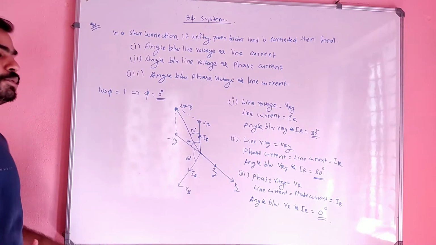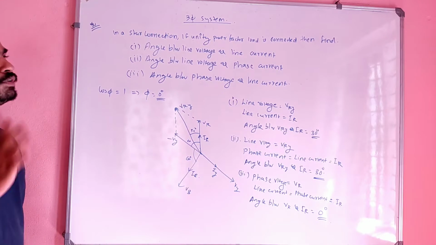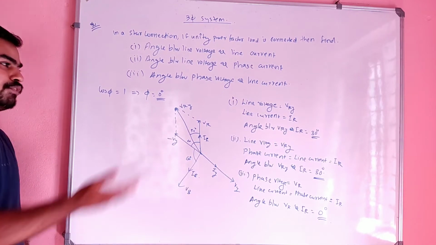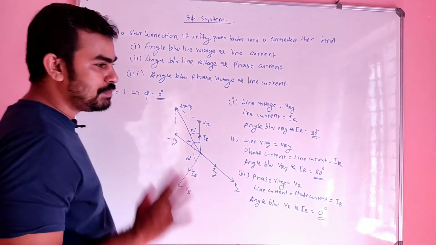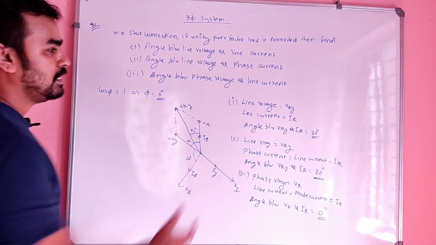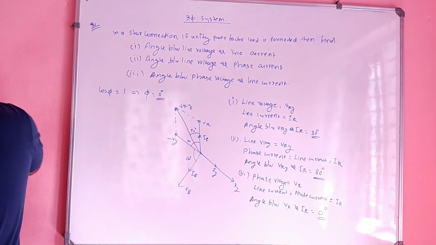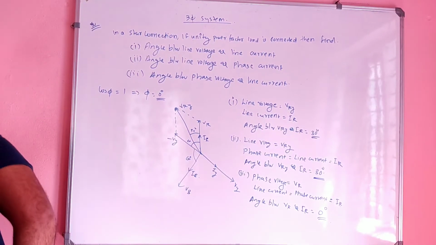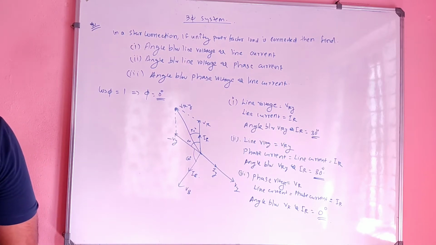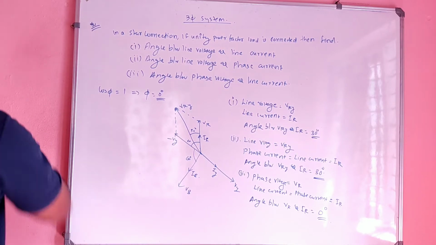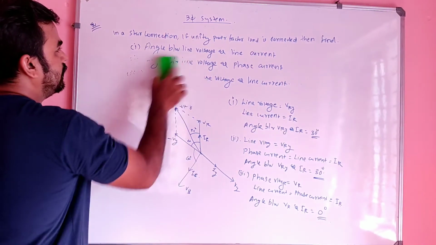So this is how you have to solve the question. First thing, you have to draw the phasor diagram for star or delta, anything. For star and delta, the phasor diagram is the same, there is no change in that, but the values taken will be different for star and delta. So that's all about that question. I think it's clear to you.